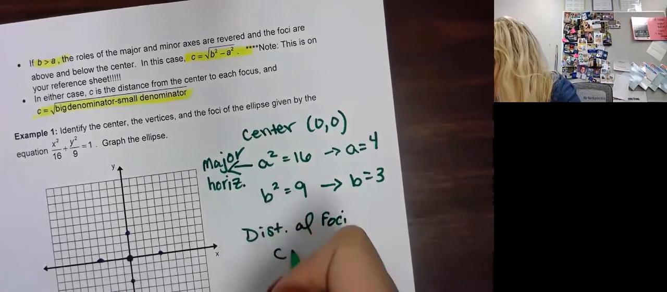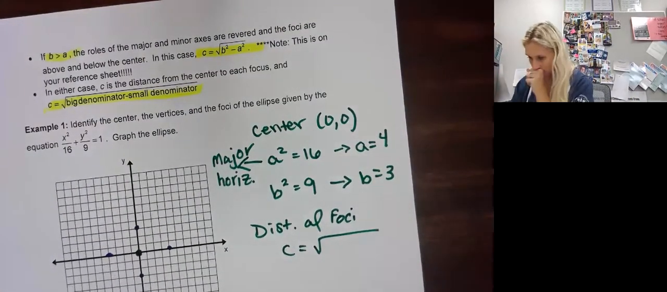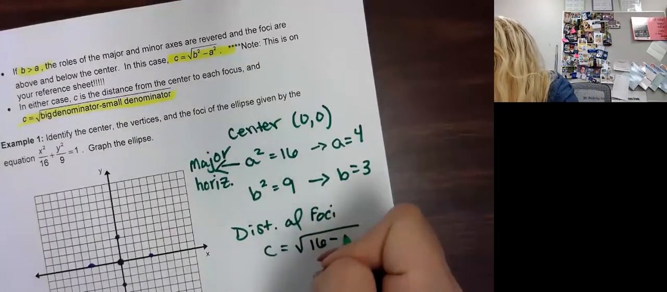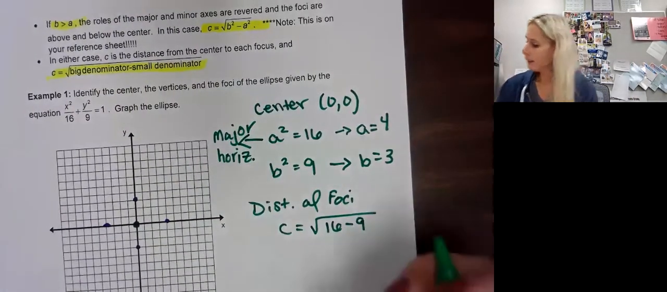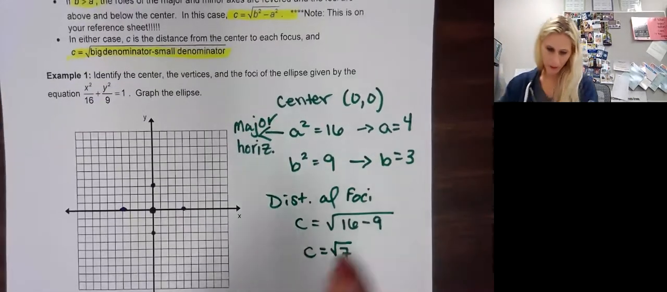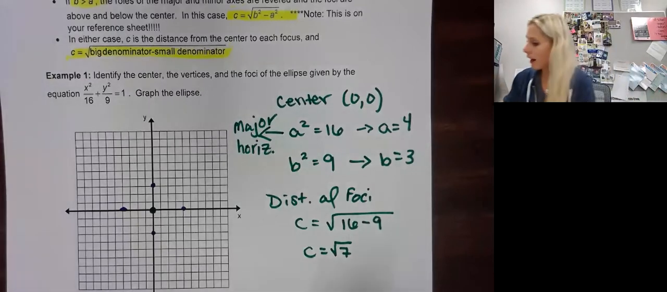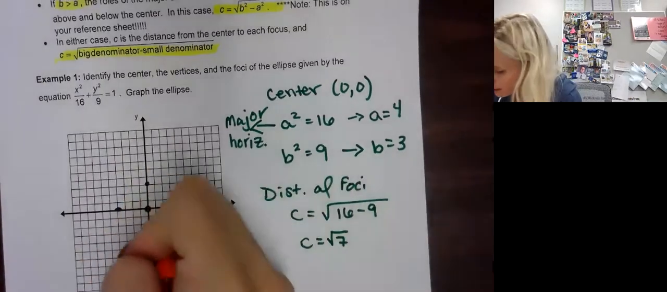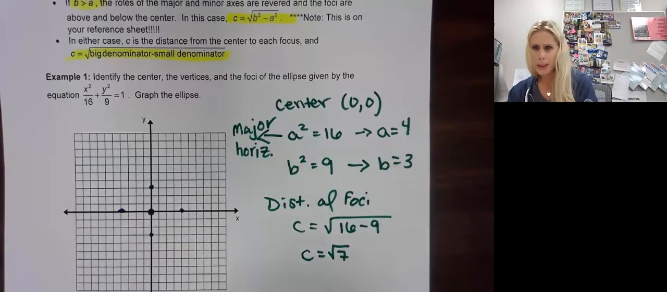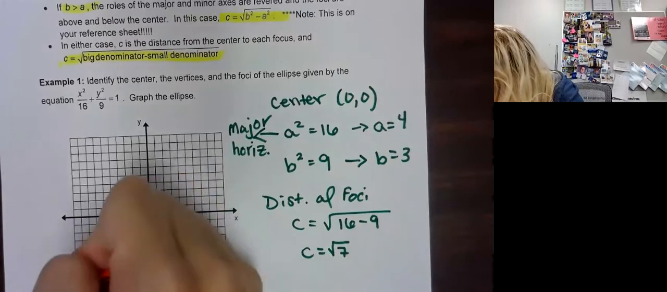That is c equals the square root, and it's our larger one minus our smaller one. So we get 16 minus 9. 16 minus 9 is 7, so we get the square root of 7. Okay. What that means is that our foci is the square root of 7 from the center. So square root of 7 is between 2 and 3, right? So between 2 and 3, so I'm just going to estimate it right there.